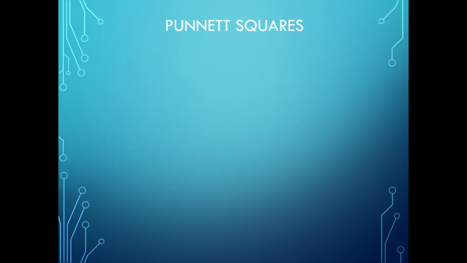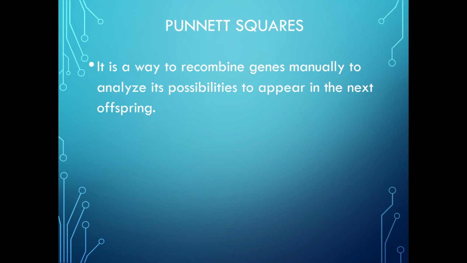All right, we also have something very interesting, which are Punnett squares, and it is a way to recombine genes manually to analyze their possibilities to appear in the next offspring. So, Punnett squares are very simple to use. I will teach you how to use them in a couple of seconds. But basically, what you need to understand is that you are going to recombine the alleles from the father and the alleles from the mother. And based on the results that you get in the Punnett squares, you are going to define the possibility of getting a certain genotype and phenotype at the end.